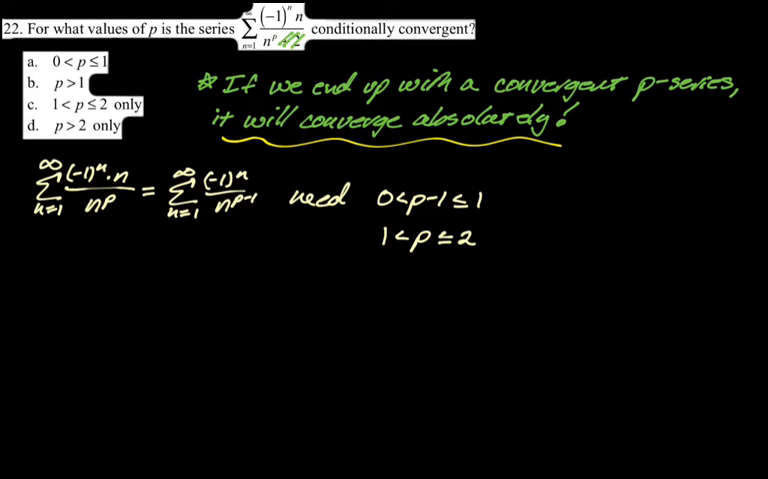So we need to force the exponent of n to be between 0 and 1 when all is said and done, so that we diverge with absolute value and then converge with alternating. So that's why I'm going with this as my answer. All right, so you might need to rewatch that one because I feel like I didn't explain it very well.